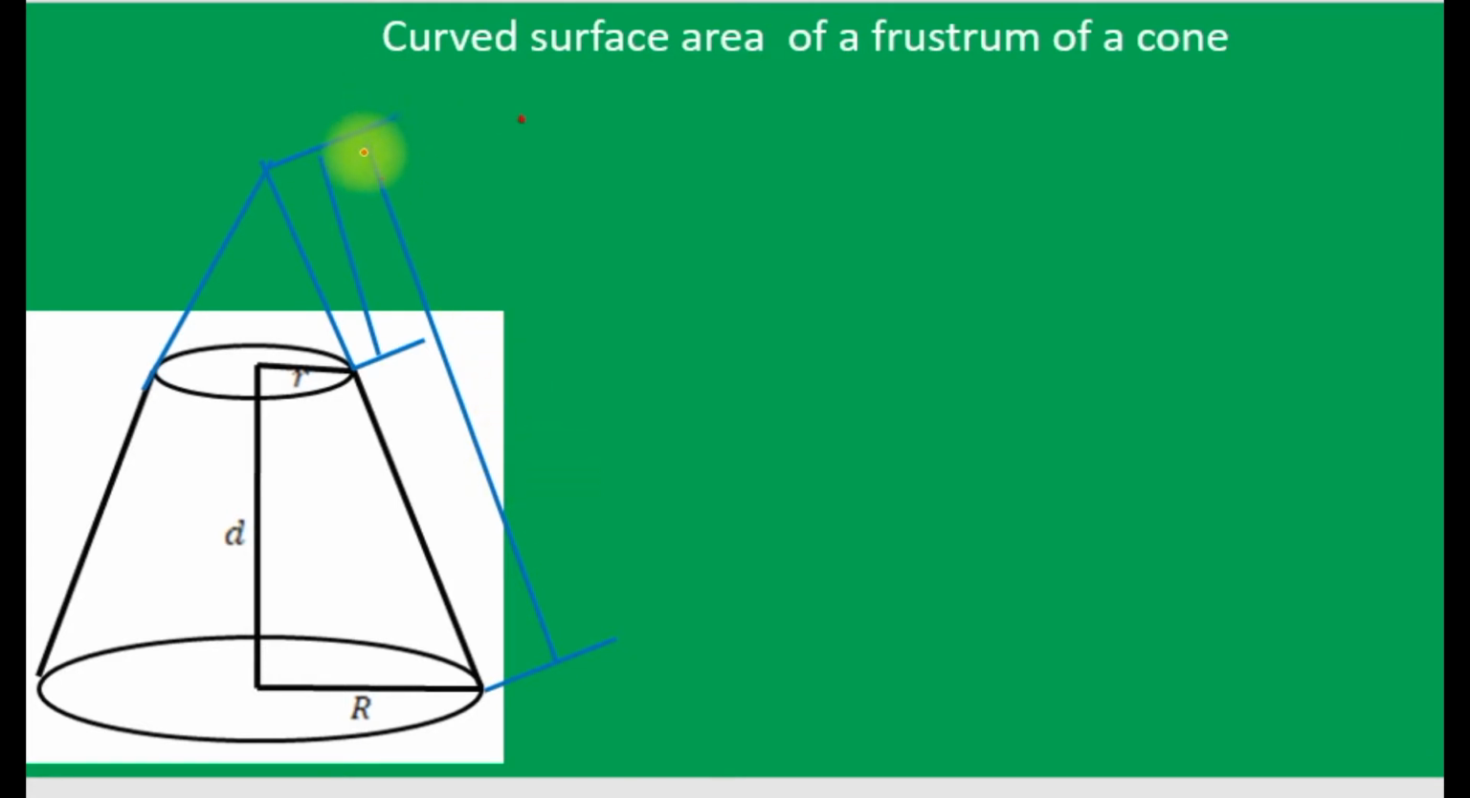So this is the slant height of the big cone, because this one is the big cone, L. Here, let's call this X. This is the slant height of the small cone, so this should be L minus X, because here is this X, so L minus X, right?